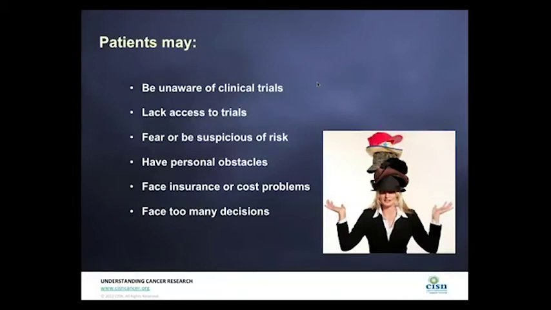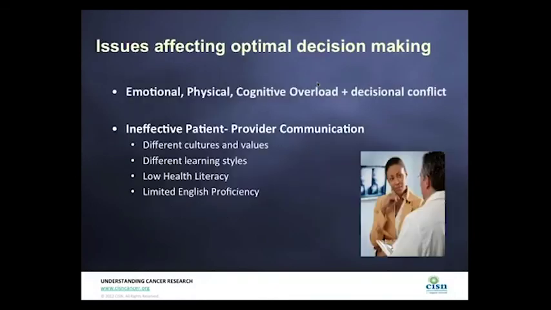There's also, and this is where, so I think most medical people understand the previous list. I think they understand a lot of those choices and they talk about them. But most medical people, especially researchers and people who are consenting patients, don't understand the level of emotional, physical, and cognitive overload that people are in. And they don't understand decisional conflict and how that works. They also don't have much training in patient-provider communication. Different cultural values, learning styles, low health literacy, they don't have a lot of training in this.